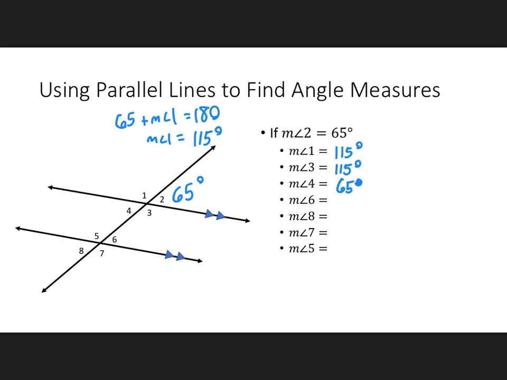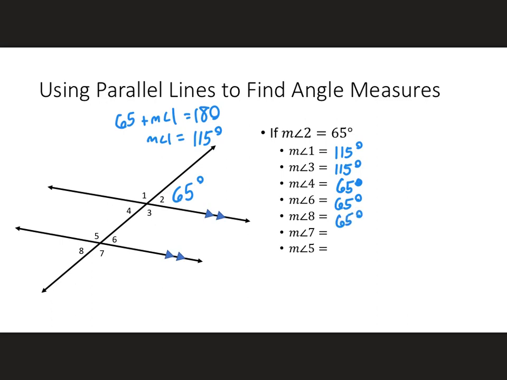Angle 6 is a corresponding angle, so it is going to be congruent. That's going to be 65 degrees. Angle 8 is an alternate exterior angle. Alternate exterior angles are congruent, so that is also going to be 65 degrees.